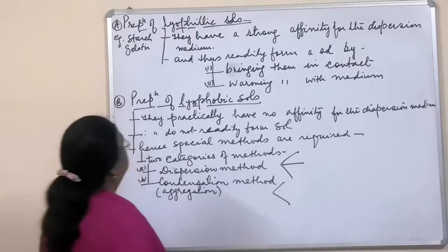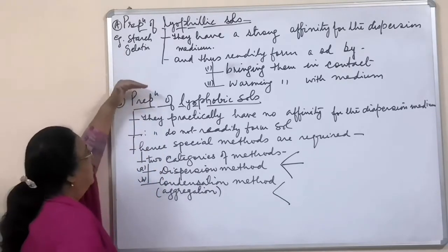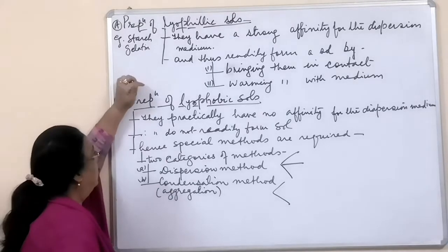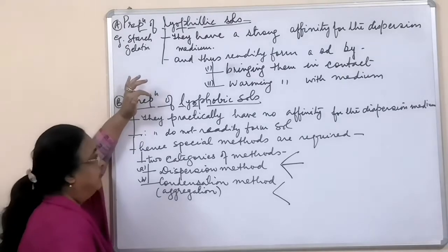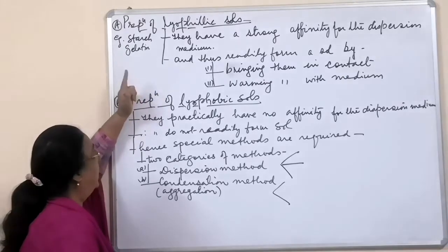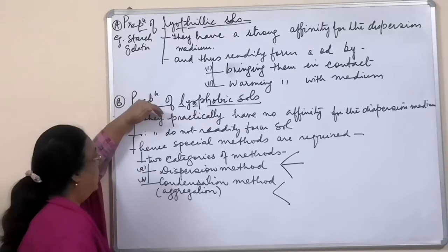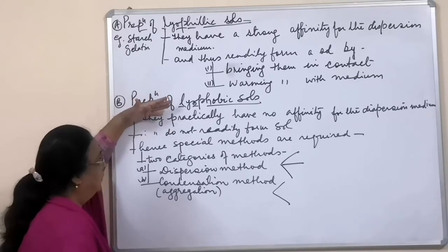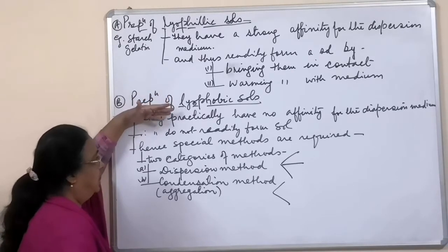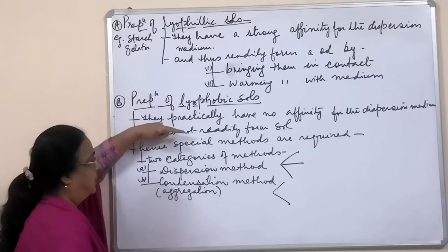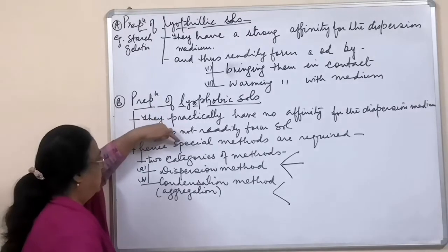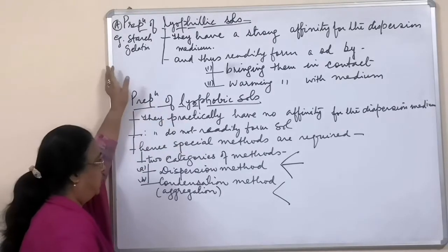So preparation of a lyophilic sol is not very difficult and not very time-consuming. On the other hand, preparation of a lyophobic sol is not as convenient as lyophilic sols, because lyophobic sols are liquid-hating; the dispersed phase is not attracted towards the dispersion medium, and so they do not easily form a sol. So a special method has to be adopted.